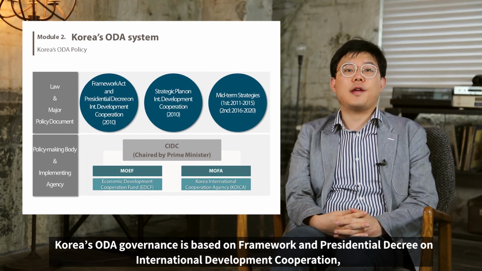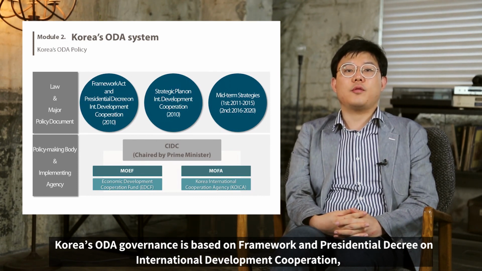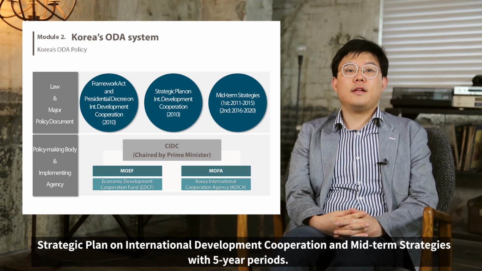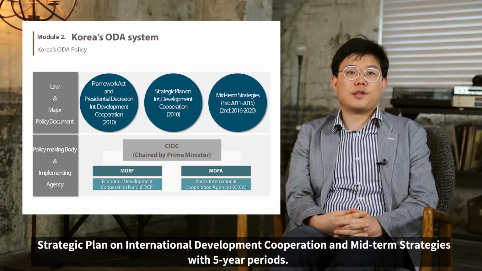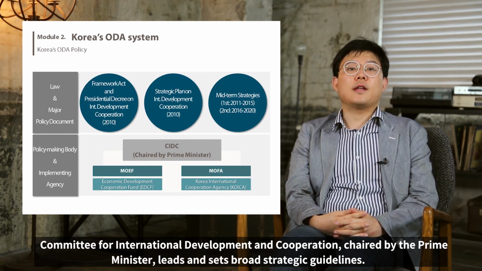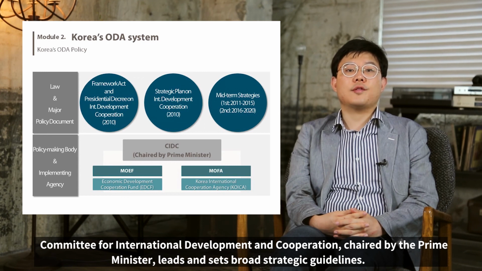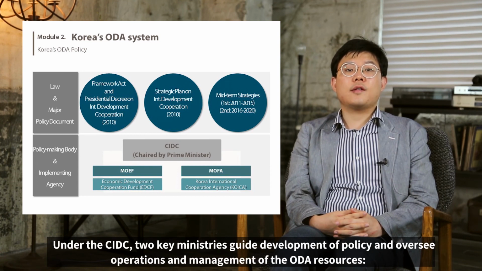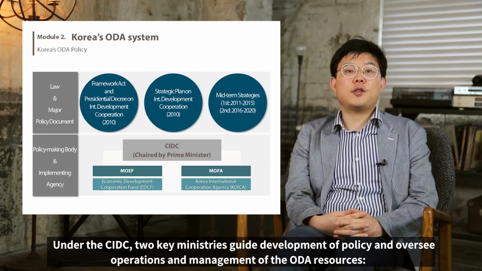After Korea joined as a member of OECD DAC in 2010, Korea's ODA governance is based on framework and presidential decree on international development cooperation, strategy plan on international development cooperation, and midterm strategies with 5-year period. Committee for International Development Cooperation, chaired by Prime Minister, leads and sets broad strategic guidelines. Under the CIDC, 2 key ministries guide development of policy and oversee operations and management of the ODA resources.